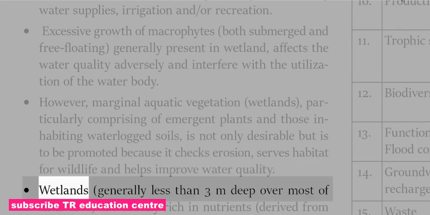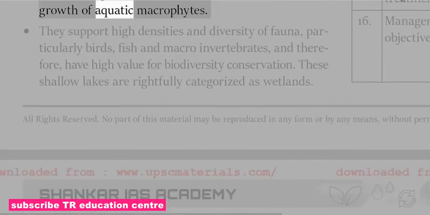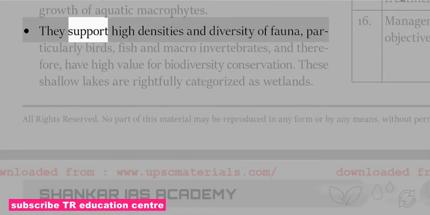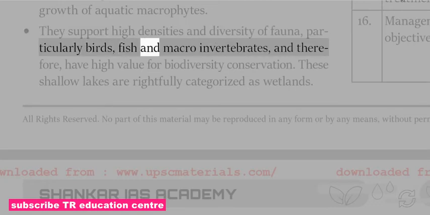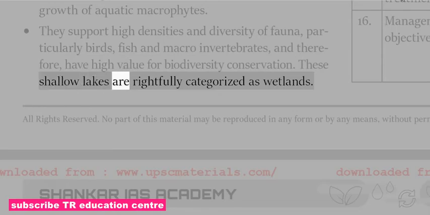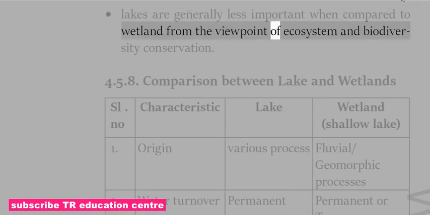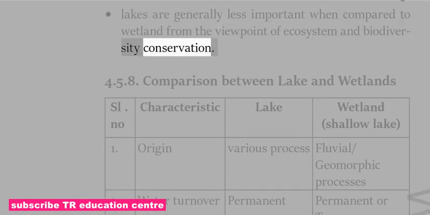Wetlands, generally less than 3 m deep over most of their area, are usually rich in nutrients, derived from surroundings and their sediments, and have abundant growth of aquatic macrophytes. They support high densities and diversity of fauna, particularly birds, fish and macroinvertebrates, and therefore have high value for biodiversity conservation. These shallow lakes are rightfully categorized as wetlands. Lakes are generally less important when compared to wetlands from the viewpoint of ecosystem and biodiversity conservation.